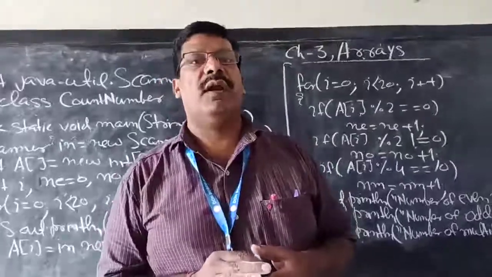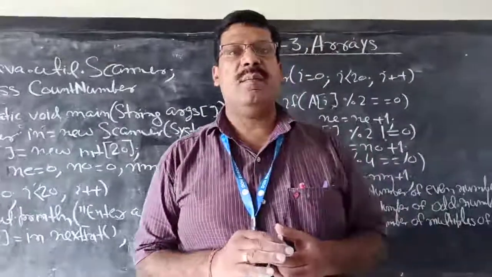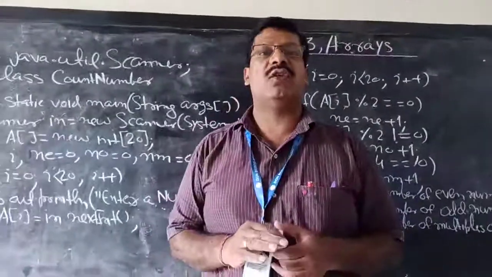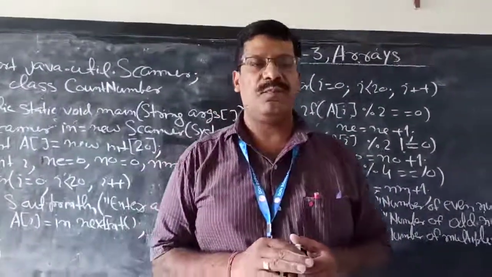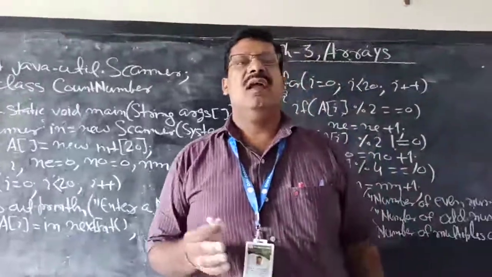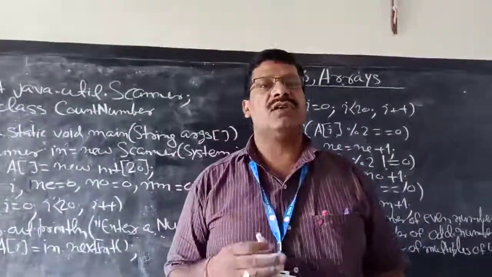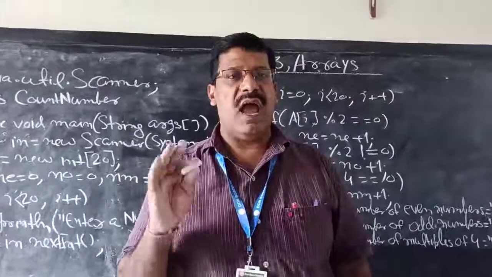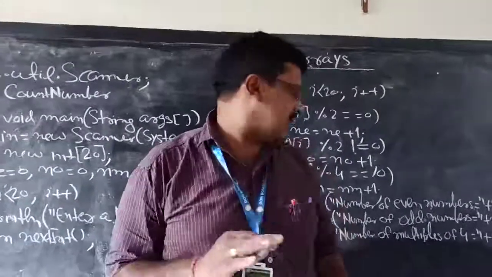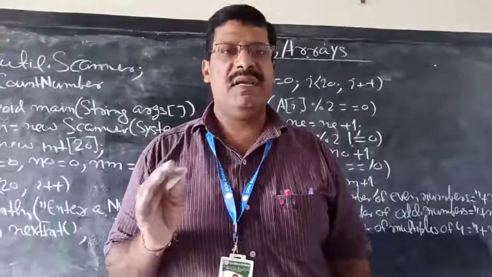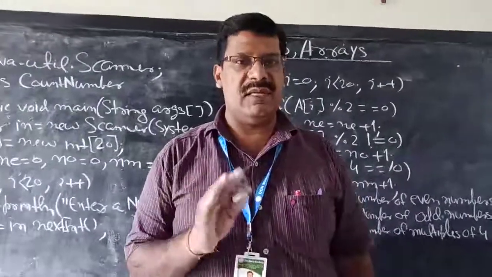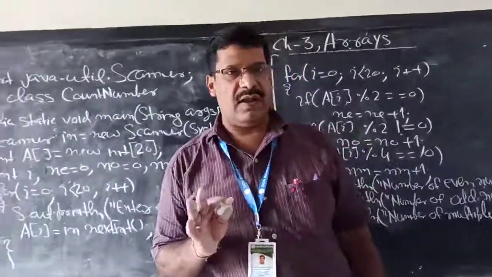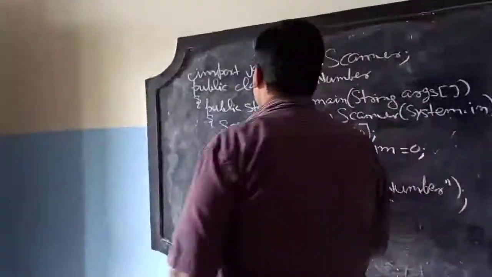Once again, what is the question? Write a program to input any 20 numbers in an array, count and print the total number of even numbers, total number of odd numbers and total number of multiples of 4. Means how many numbers are divisible by 4. Alright, so see the question.